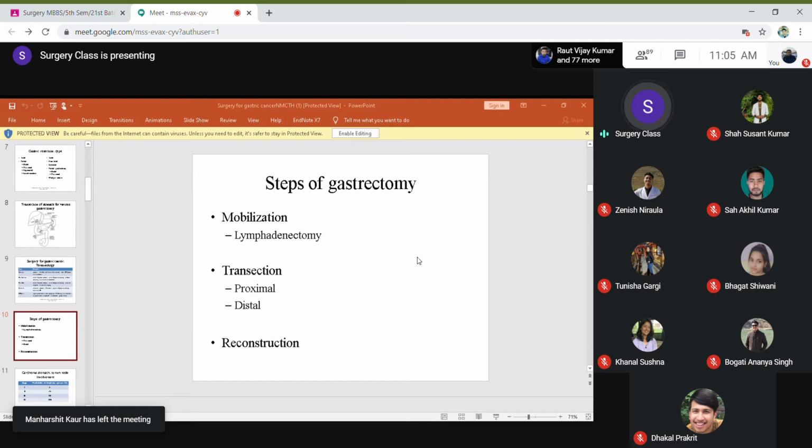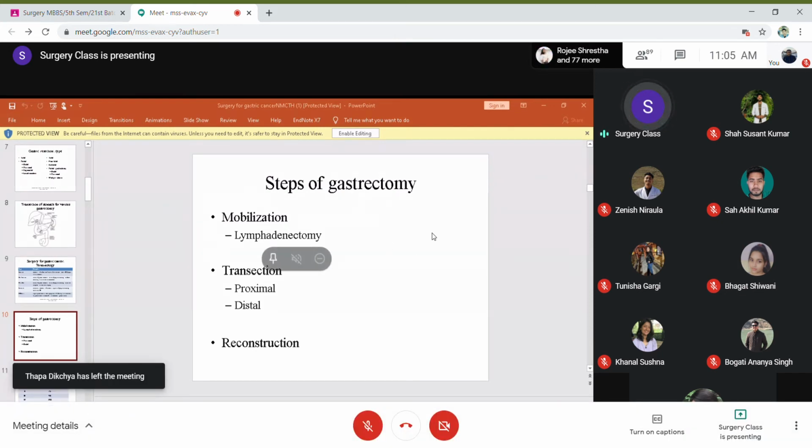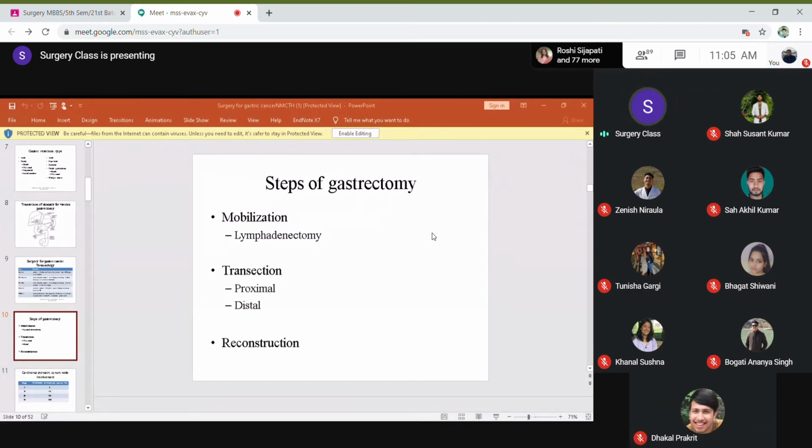And for stage 4, it is more than 90. Very, very bad prognosis. Now, for stage 1, only 5% lymph node spread. So only a 5% probability of lymphatic spread. Out of 100 surgeries you do, only 5 patients you get a lymph nodal spread.